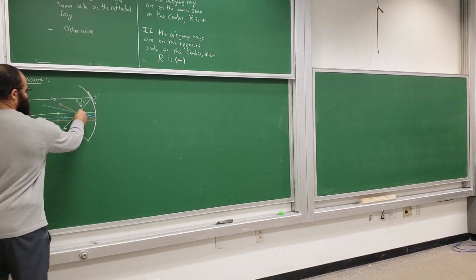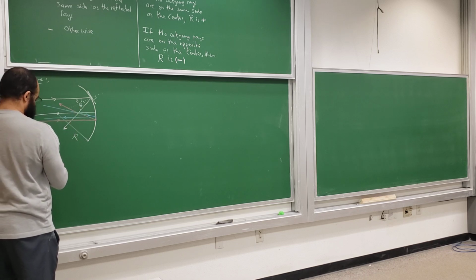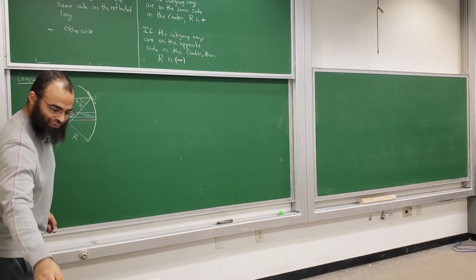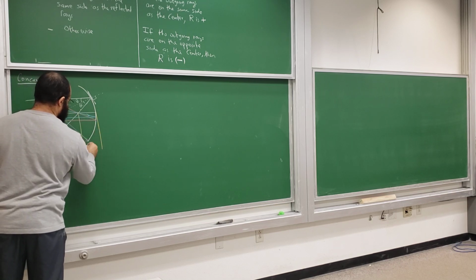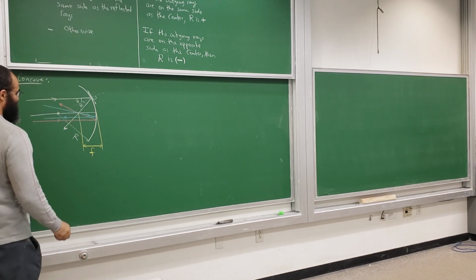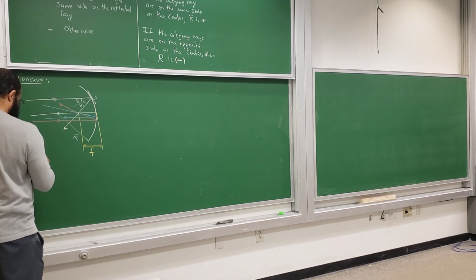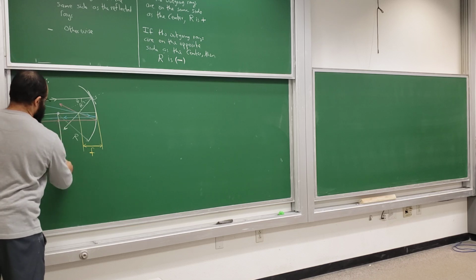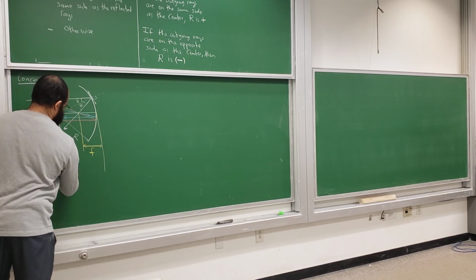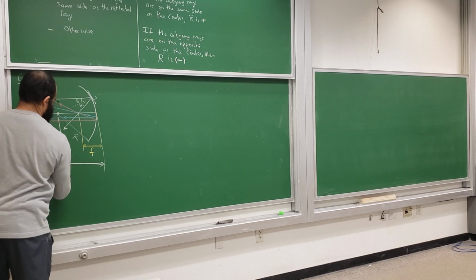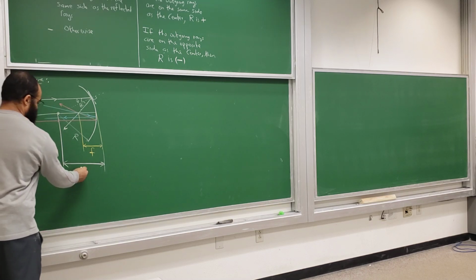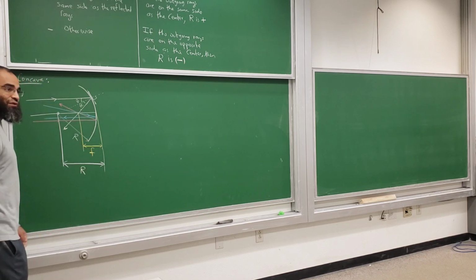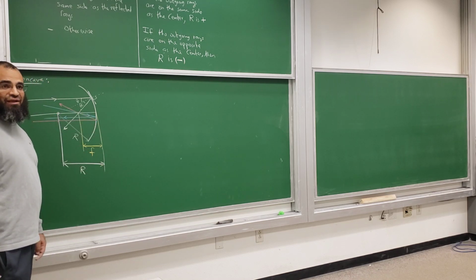Now, this distance from here to here, let me use yellow now, is called F. Okay, this is F, right? That's the focal point, F. And what is this distance, from here to here? That's R. That's the radius of curvature. From the center to the edge is R.